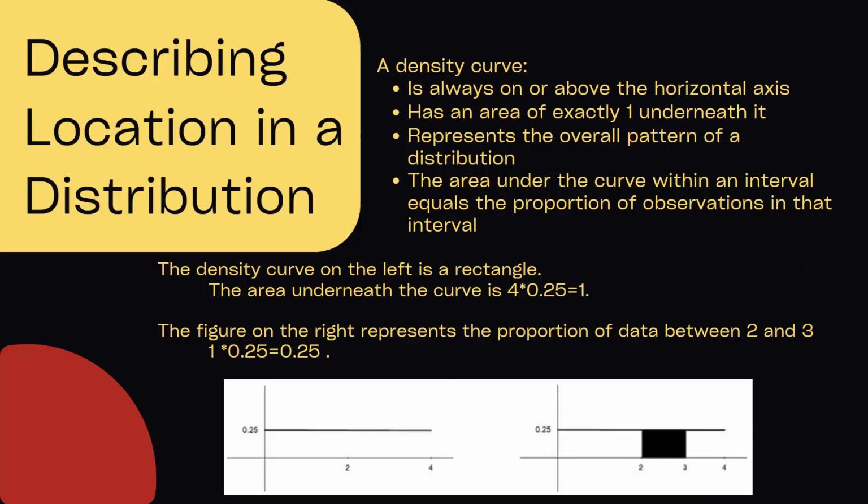If you look at the density curves in the image here, the image on the left is a density curve. It goes from 0 to 4 and has a height of 0.25. So if you multiply the base times the height, you get an area of 1. The figure on the right represents the proportion of data between 2 and 3. The width of that interval, if you just subtract 2 from 3, is 1 unit wide. The height of that density curve is 0.25, so 1 times 0.25 gives us a proportion of 0.25.